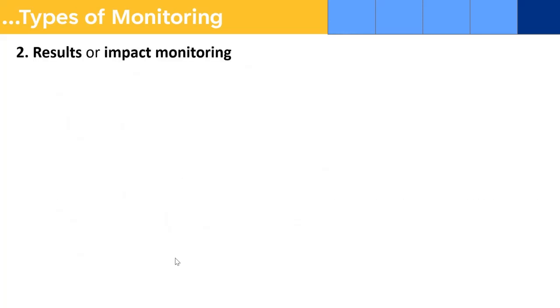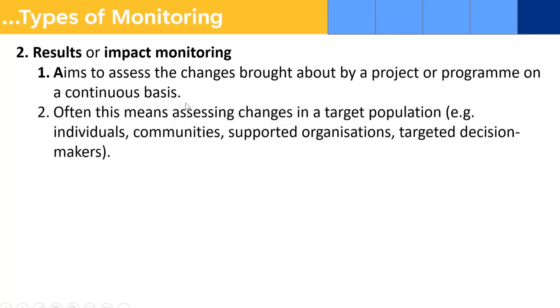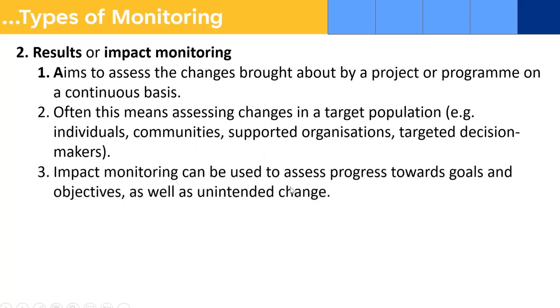Then the next one is result or impact monitoring. Here, result or impact monitoring aims to assess the changes brought about by a project or program on a continuous basis. Often this means assessing changes in a target population, communities, targeted organizations, or targeted decision makers. Impact monitoring can be used to assess progress towards goals and objectives.